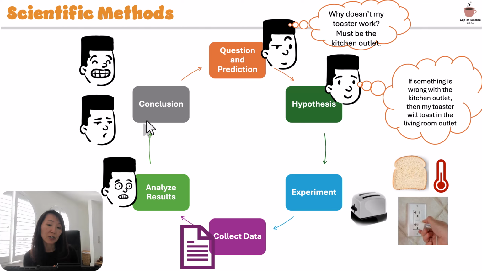Or say the conclusion could be that your hypothesis was correct, and it worked in the living room outlet, and it worked in all the other parts of the home. And so, I'm sorry, it wasn't the toaster issue. It was the outlet that was the issue in the kitchen. So you might have a conclusion, but you still have to go through another experiment. Is it really the kitchen outlet?